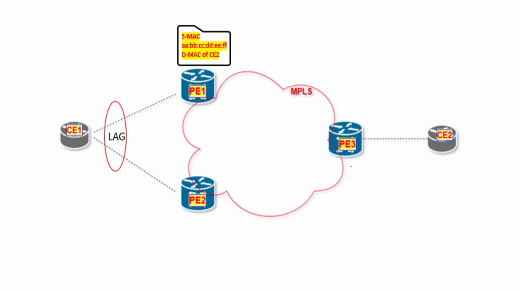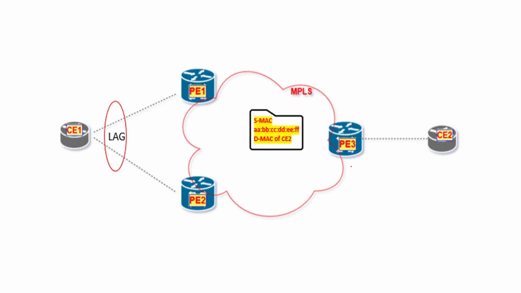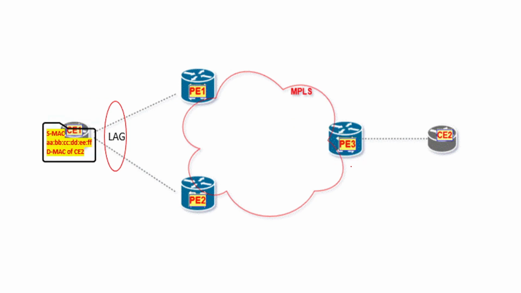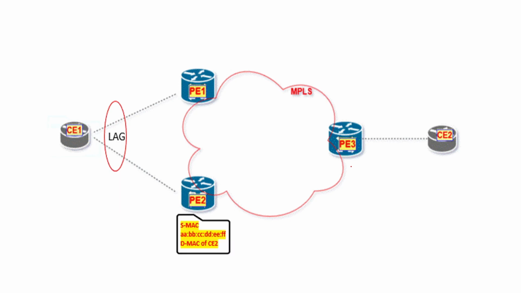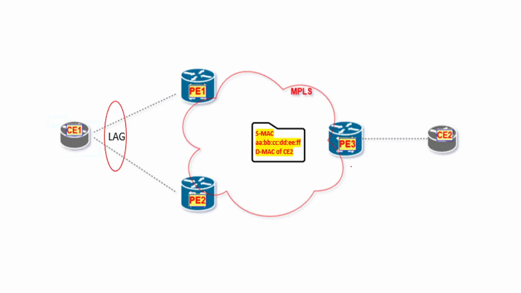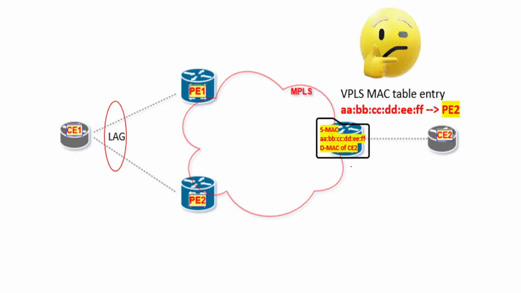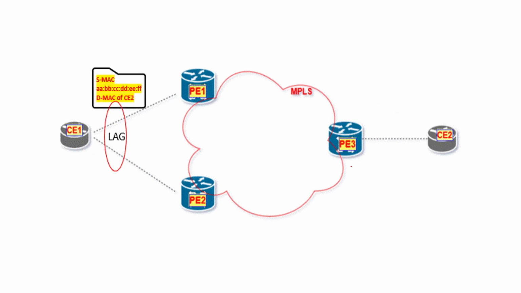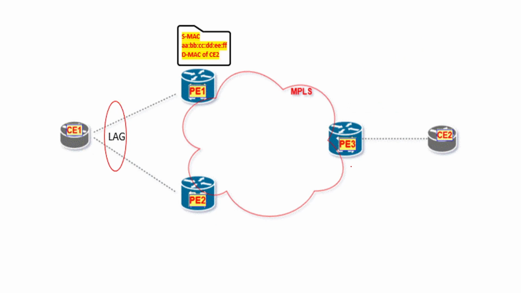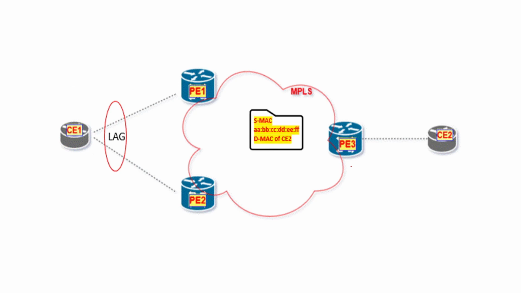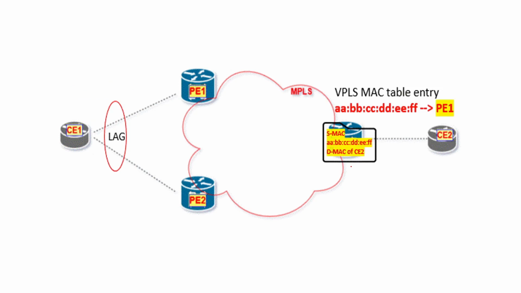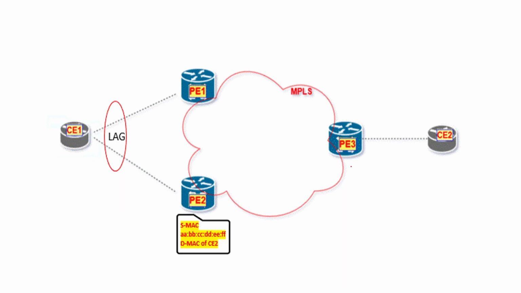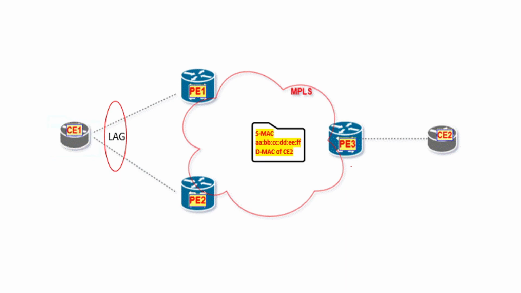and PE3 will be in a confused state, because once it is receiving from PE1, it will learn based on the source MAC address and put that MAC address in the MAC table, and after a few minutes it will again receive a few BUM packets or any other frame from PE2. So it will again update the MAC address table pointing towards PE2. So this MAC flapping will happen continuously in the network.